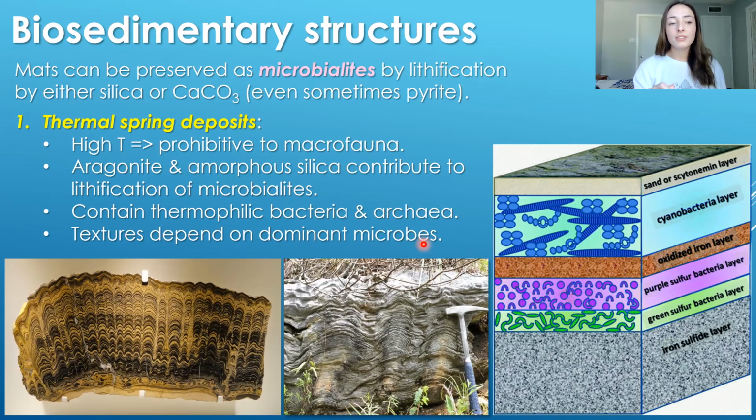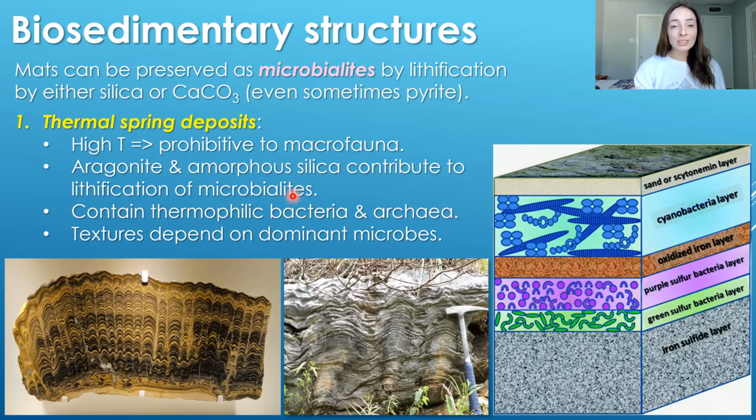And there are a couple different microbialite depositional environments that we'll talk about. The first one being thermal spring environments, in which microbialite deposits form under high temperatures. Therefore, this checks the box of being prohibitive to macrofauna and allowing microbial mat growth. And also, because it's higher temperatures, aragonite is the primary calcium carbonate mineral that would be present there, as well as amorphous silica could also be present and contribute to the lithification of microbialites in such environments.